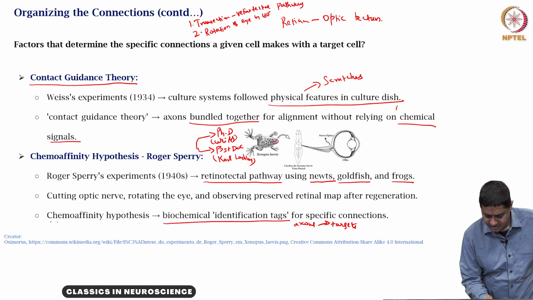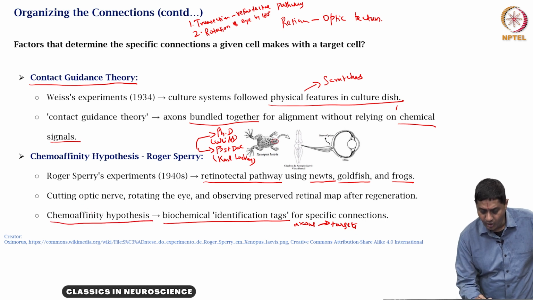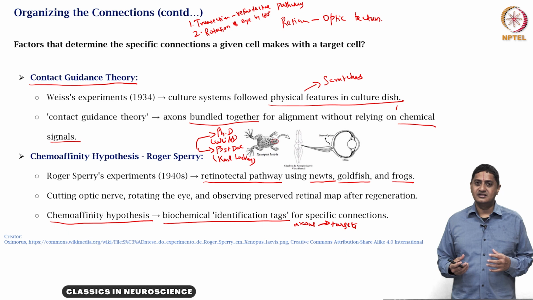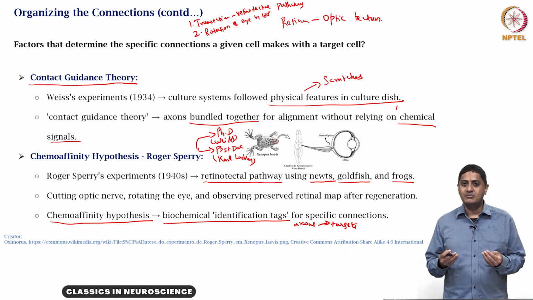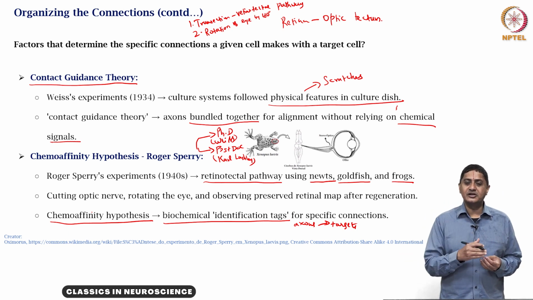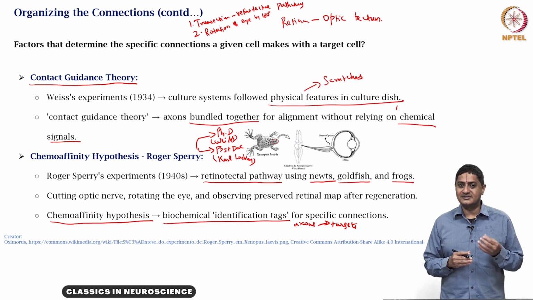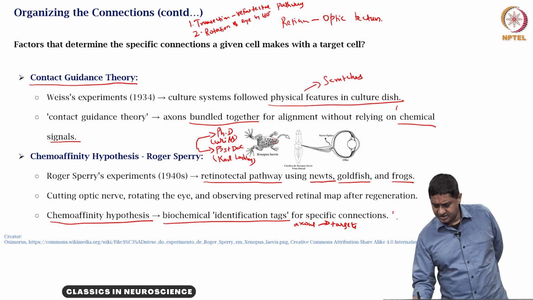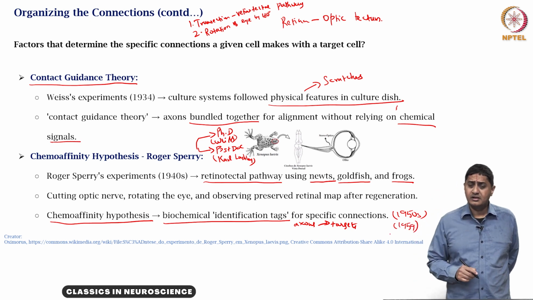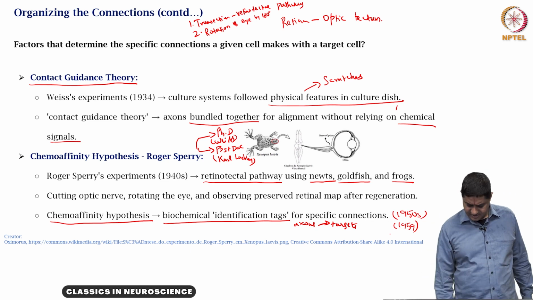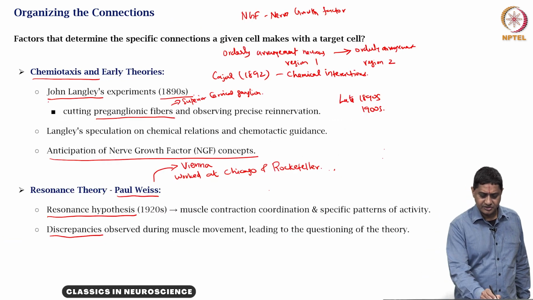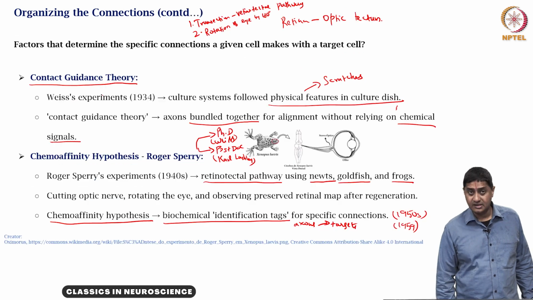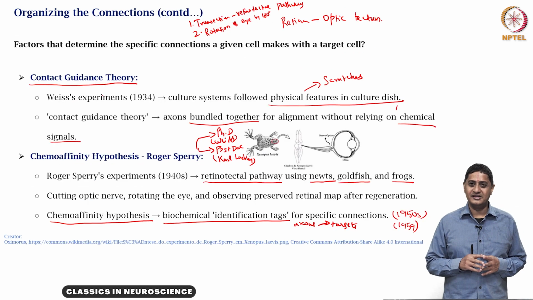This idea came to be called the chemoaffinity hypothesis, that there was some sort of biochemical affinity between the neuron that is attempting to reach and the neuron that is the target. There was some sort of affinity with each other. These ideas were published in the 1950s, specifically 1959. Remember, such an idea was earlier proposed by John Langley about half a century earlier.